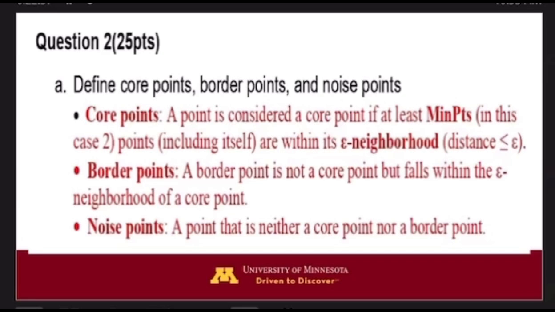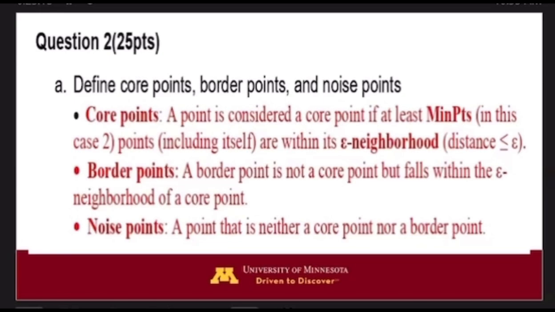There are 2 major parameters here. We talk about epsilon, which is the minimal distance, and the minimum number of points that can be classified into a cluster. I need you to read your notes. What is the core point? What is the border point? And what is the noise point?